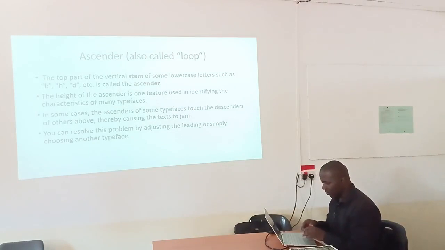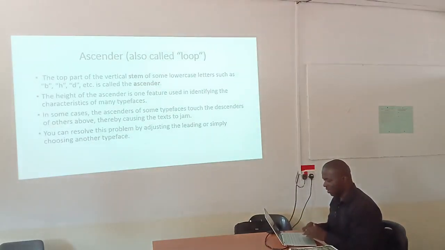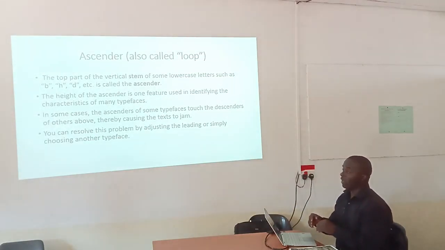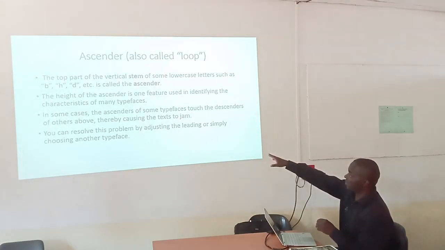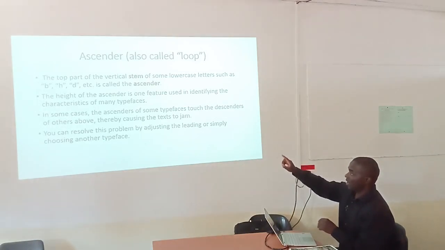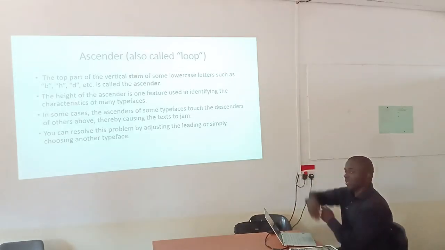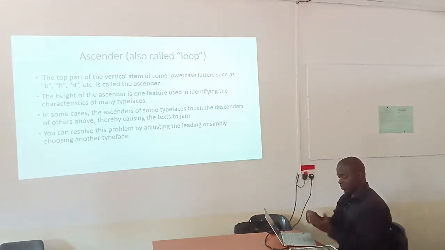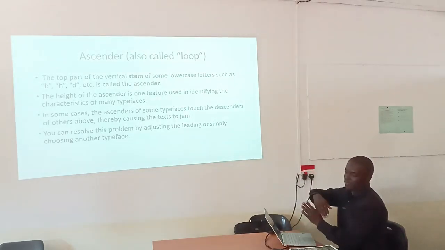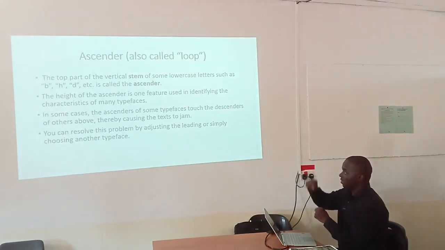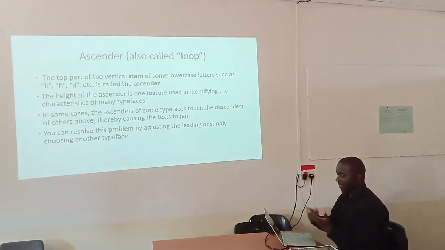Say here they have some other ascenders. In some cases the ascenders will touch the descenders of others above. If that's too long, you're going to have that, like the way this one is. Because of the typeface, you might discover some ascenders are touching the descenders, because the descenders of the top line are going downwards and the ascenders of the bottom line are going upwards. Some will touch, which means that according to that character, they have longer descenders and ascenders.